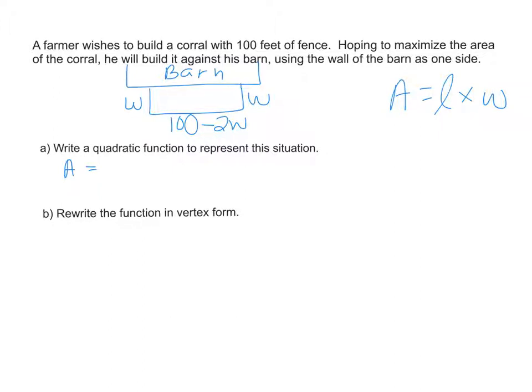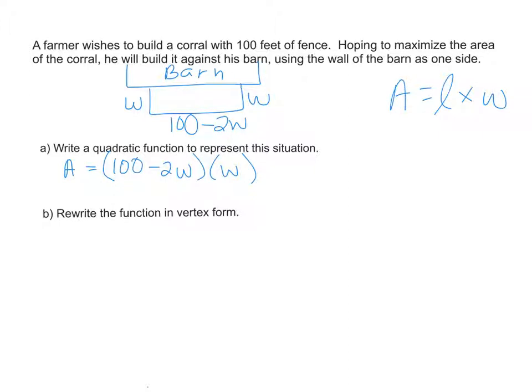Area is equal to length times width. Length is 100 minus 2W. Width is W. And there's the quadratic function. In what we call factored form, which we don't really work with a lot, although we will in the next unit look at factored form of quadratic equations.